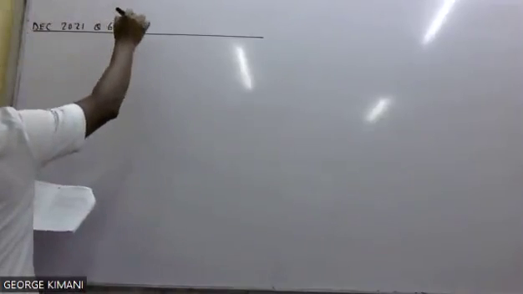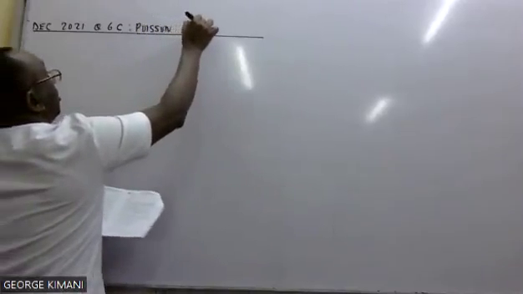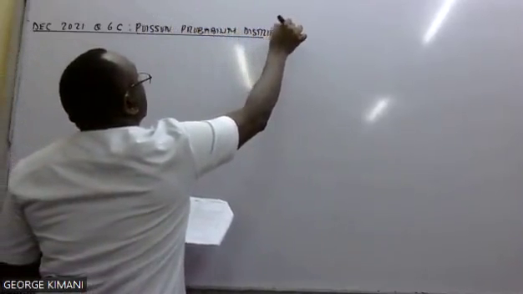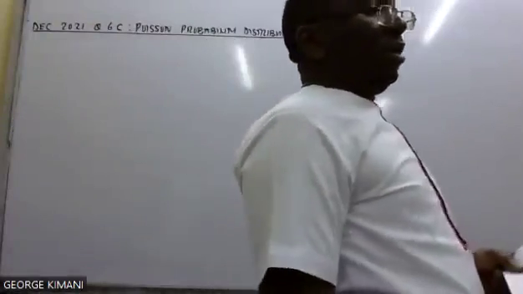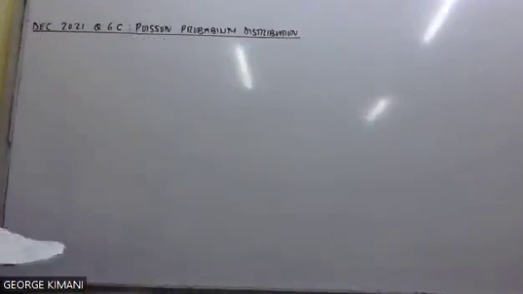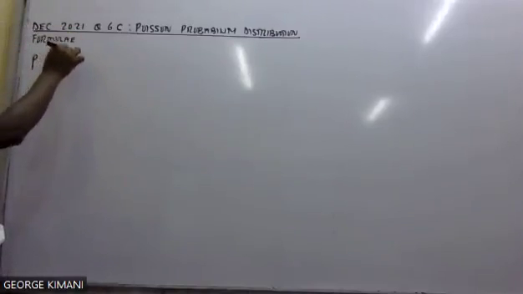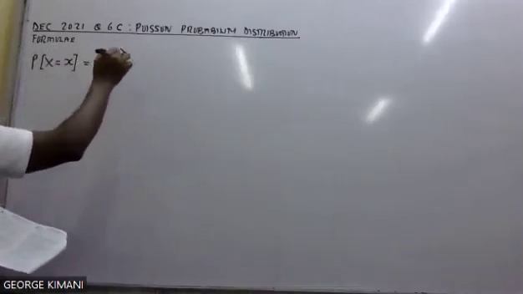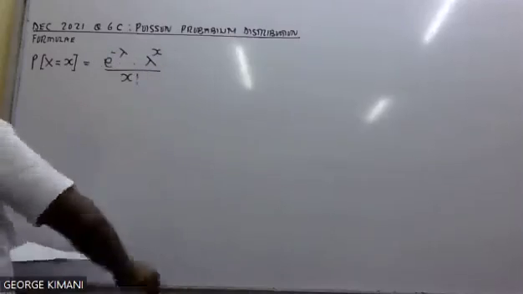So the question is on Poisson probability distribution. When it comes to Poisson, I told you the beginning point is to write the formula. The probability of X capital being X small is given as e raised to the power minus lambda, lambda raised to the power X, you divide by X factorial.